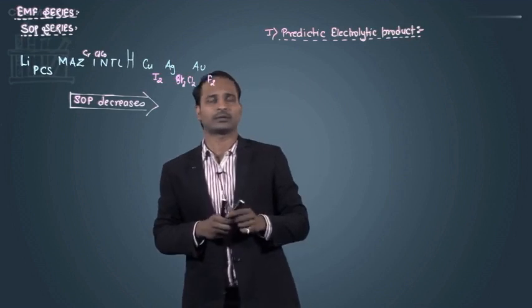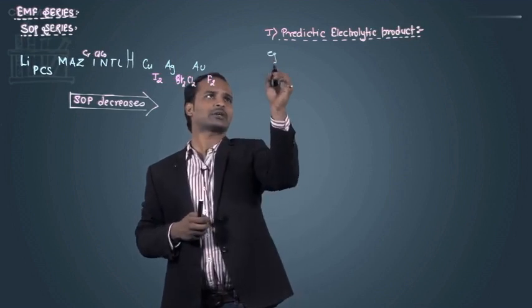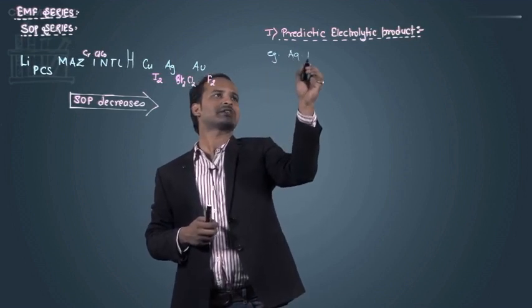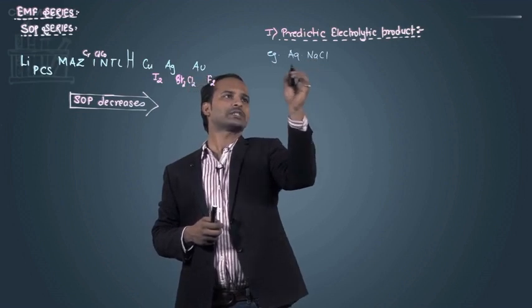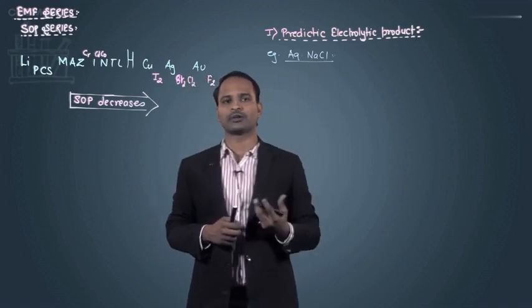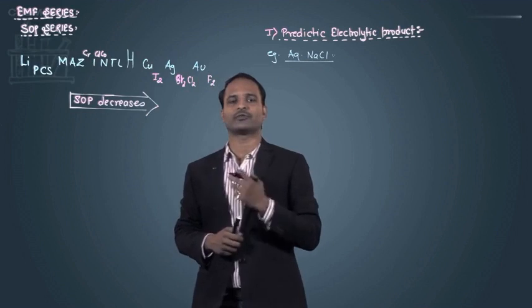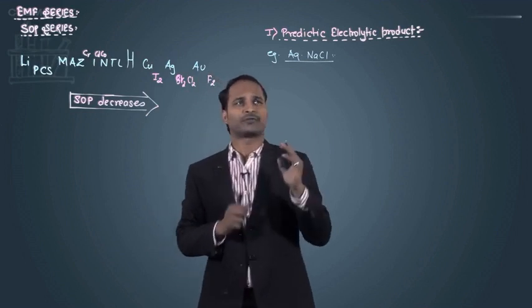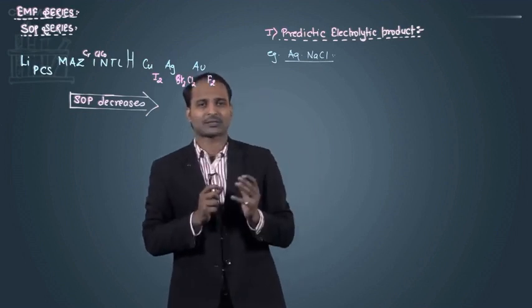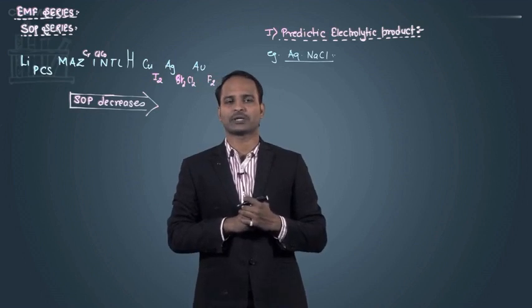The first example: aqueous NaCl. If electrolysis is carried out on aqueous NaCl, then what product will form can be predicted with the help of this EMF series. First, decide which types of ions will be present inside the container.